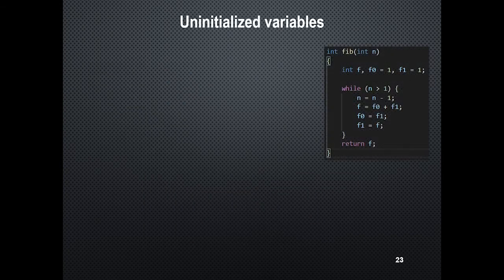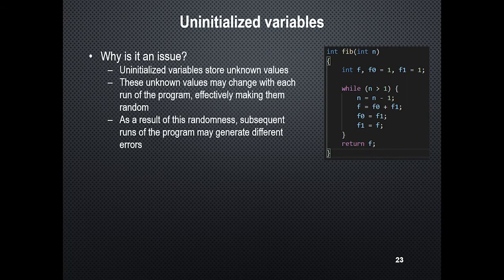So uninitialized variables don't need a description, but why are they an issue? Uninitialized variables store unknown values, and these values may actually change with each run of the program, effectively making them random. The result of this randomness is that subsequent runs of the program may generate different errors. As you might imagine, that's a nightmare scenario for debugging. So you typically want to give your variables some initial value to avoid that issue.